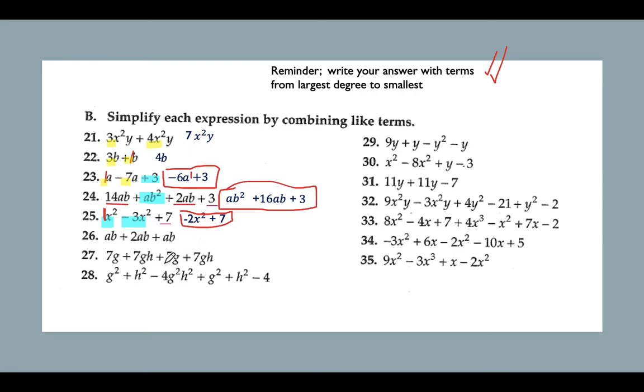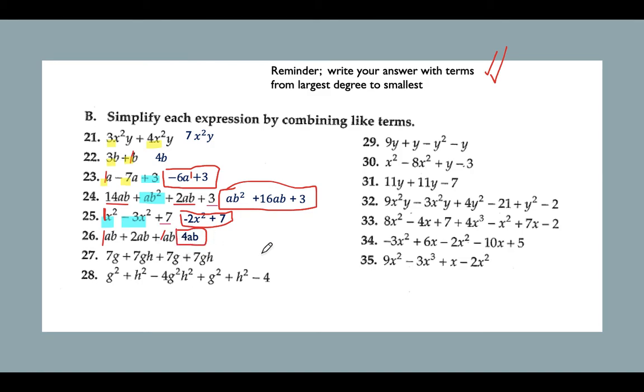Number 26, I have a total of 3 terms. Okay? And again, notice these terms right here, they're all the same variables to the same power. So because of that, I'm going to go ahead and just add all 3 terms by focusing on their coefficients. 1 plus 2 is 3. 3 plus 1 is 4. So you have 4ab as your final answer.